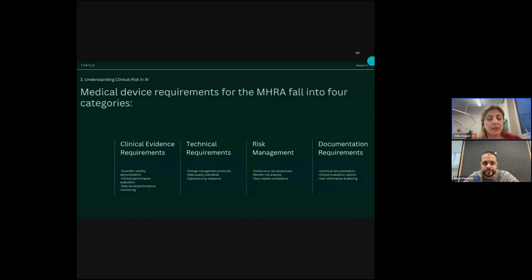So the MHRA had a roadmap last year, and they've recently updated their AI roadmap for medical devices. They require many things, but they fall into 4 categories. One of them is clinical evidence requirements. If you have a medical device, you need to show its scientific validity, the clinical performance evaluation and real-world performance monitoring. For the technical requirements, you need to have change management protocols, data quality standards, and cybersecurity measures.